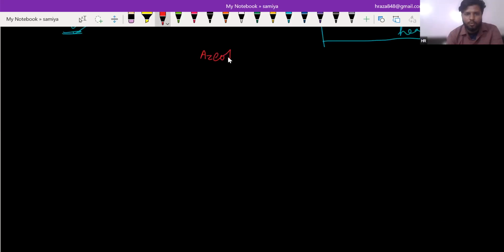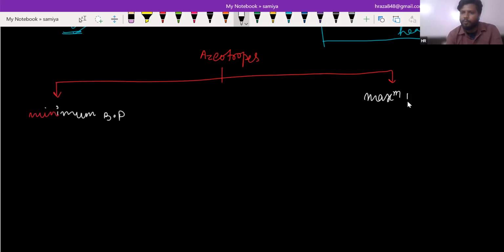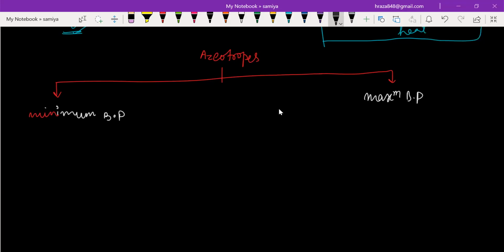forms two types. Azeotropes are of two types. Azeotropic mixture with minimum boiling point, and here, maximum boiling point. And it is basically of non-ideal solution. I am going to ask a question. Which one will have minimum boiling point, positive deviation or negative deviation?